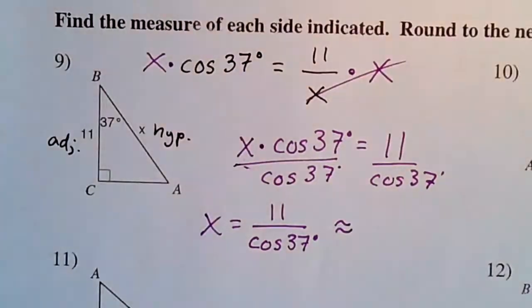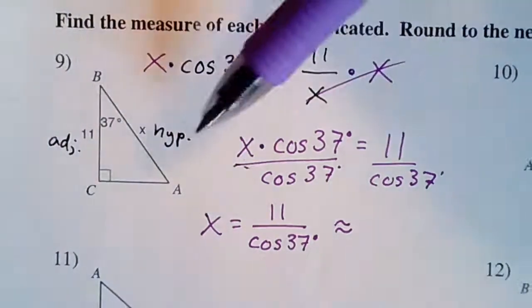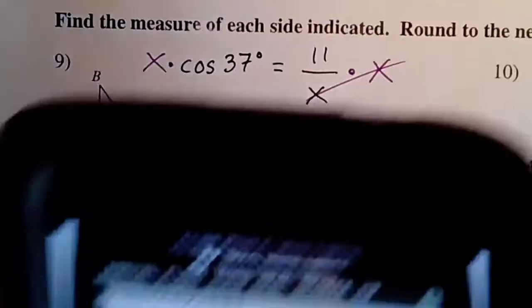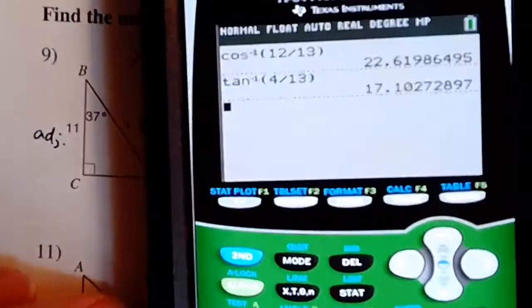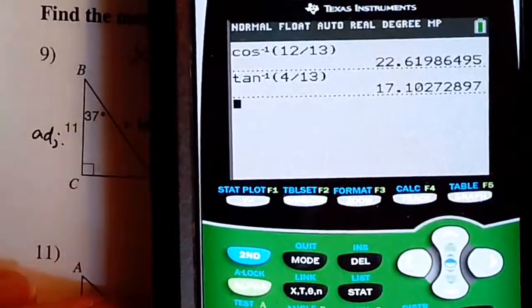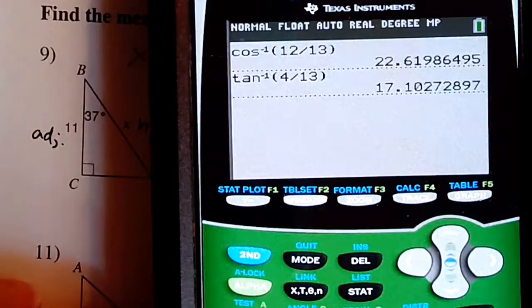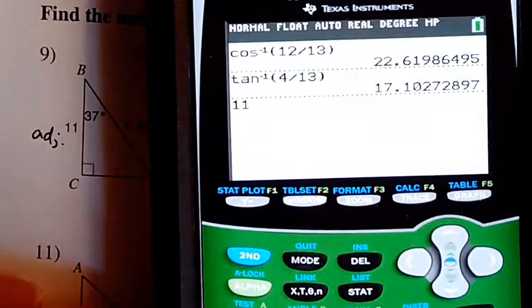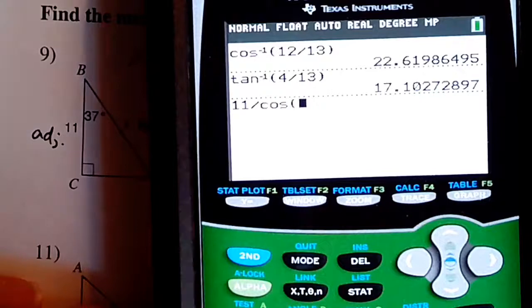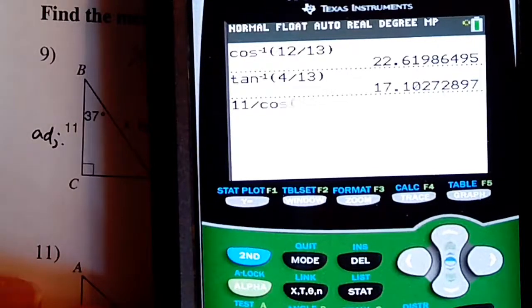All right, so once I divide by the cosine of 37 degrees, that's going to give me a decimal approximation for the length of the hypotenuse side. So I'm going to go to my calculator again. And I'm not going to use the inverse one, the one that has the little negative one. I'm going to do just the regular cosine. So this is going to be 11 divided by the cosine of 37 degrees.